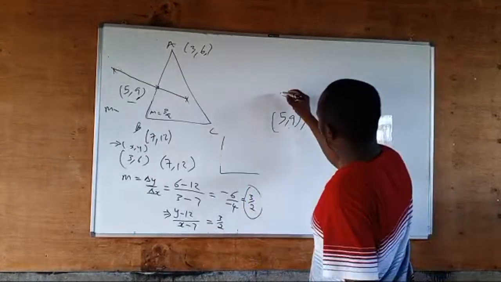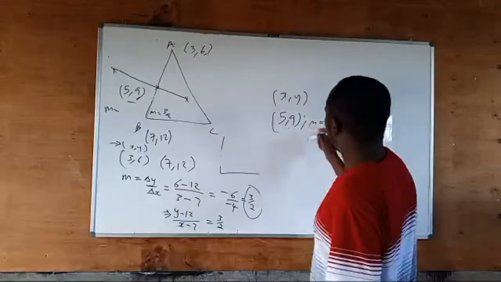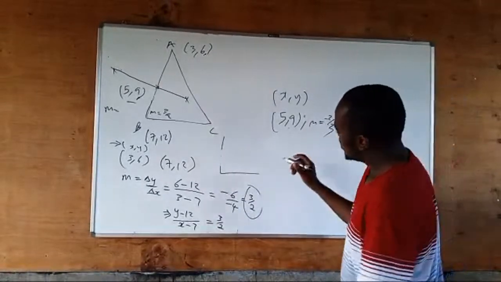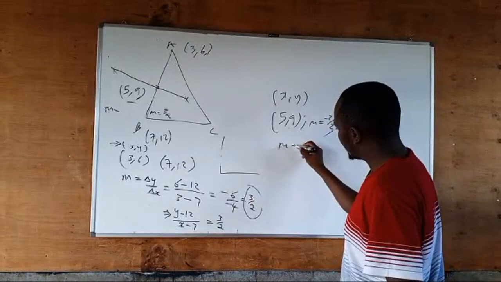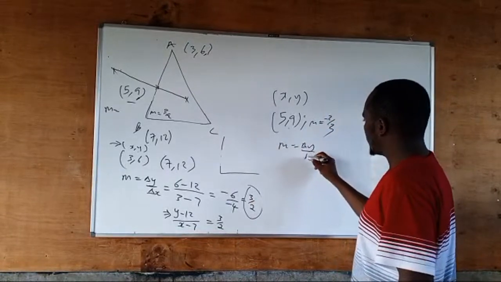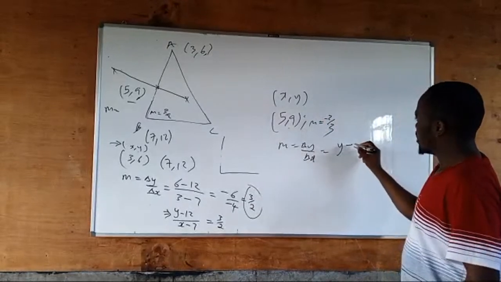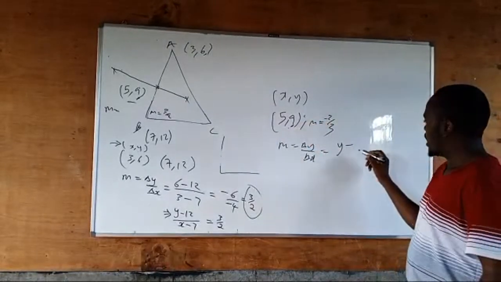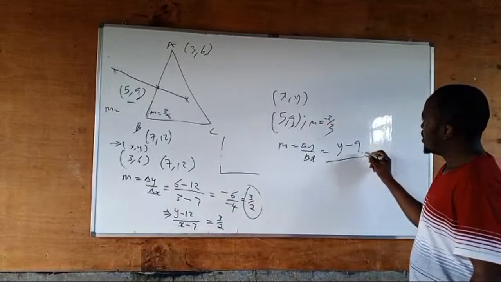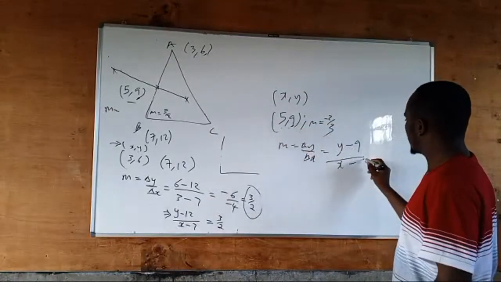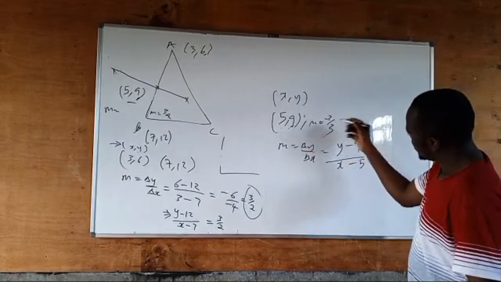So you have another point xy, and this is the gradient, -2 over 3. So you say, how do you find the gradient? It is equal to change in y over change in x. Change in y, take y minus 9, over x minus 5, is equal to the gradient that you have.